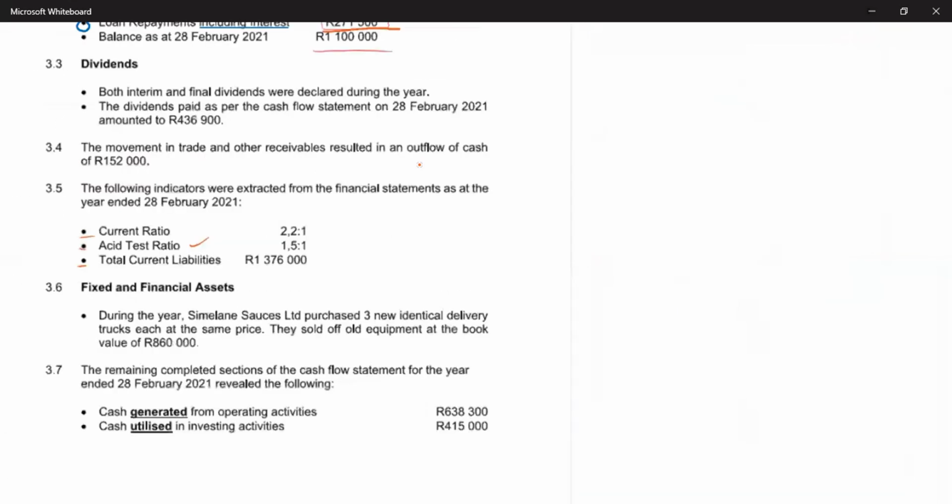So now remember, what is the formula for my acid test, right? It's current assets minus your inventory or trading stock, divided by current liabilities. This would be equal to my acid test. In this instance, my acid test is 1,5. This is what I'm looking for. And this is the acid test at the end of the year, right? Hence, it makes sense we're going to find the inventory balance at the end of the year, because all of these balances used to calculate this acid test were from the end of the year.